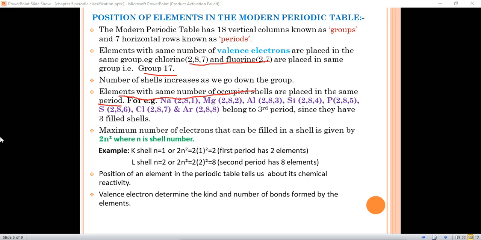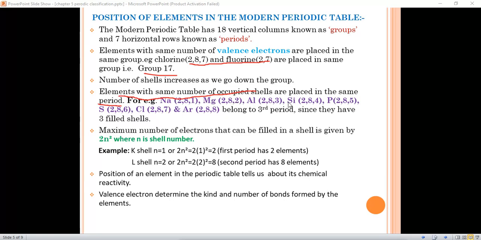For example, in the first period, the number of shells is 1, so they are placed in the first period. Suppose an element has 2 shells, meaning both the shells are filled. Then those elements are placed in the second period. If the elements have 3 shells in which the electrons are filled, they are placed in the third period. Now we'll see this with an example.